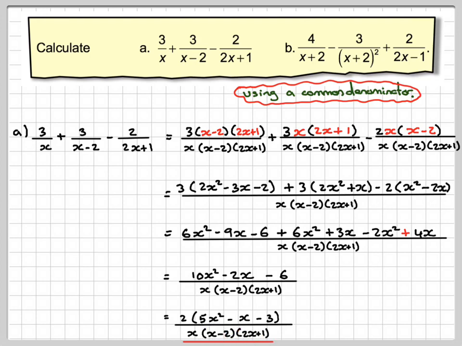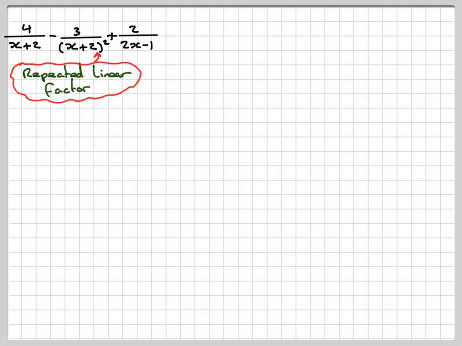When we do partial fractions, what we start with is that, and we've got to get back to that. So we've got 4 over x plus 2 minus 3 over (x plus 2) all squared plus 2 over 2x minus 1. This is part B. This is known as a repeated linear factor. This one appears here, but it's repeated. So the common denominator will just be (x plus 2) squared times (2x minus 1) for all 3 things.